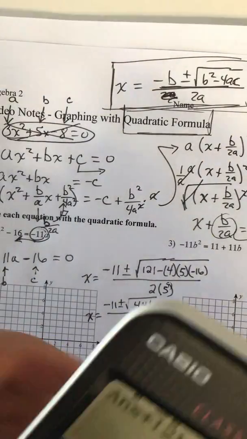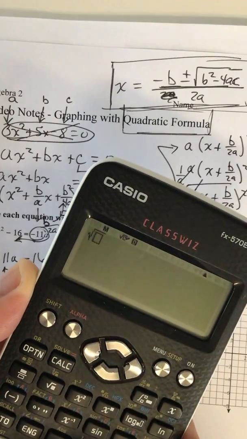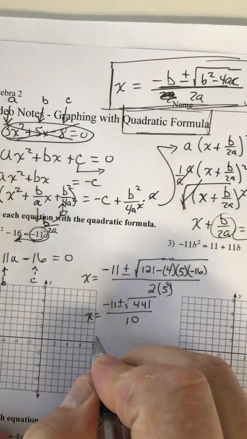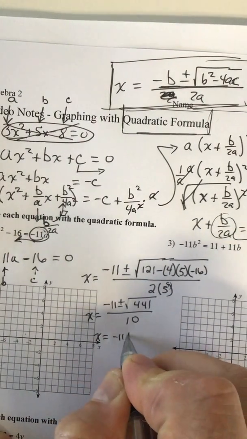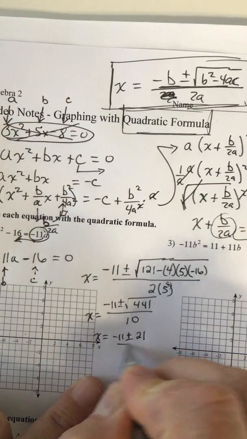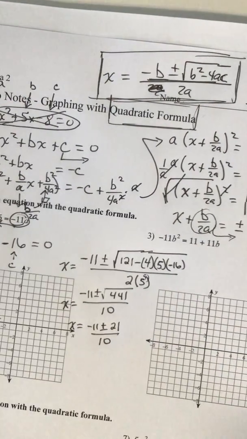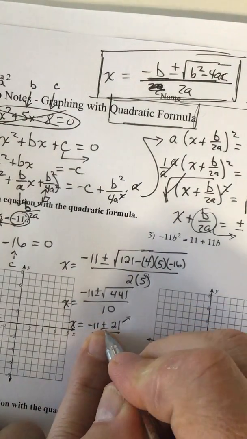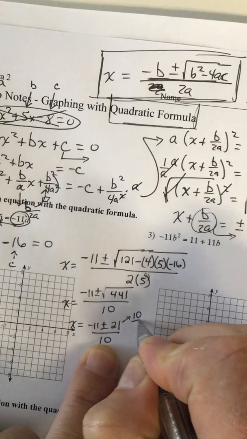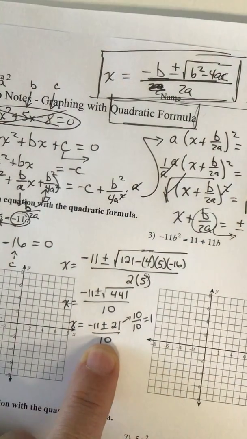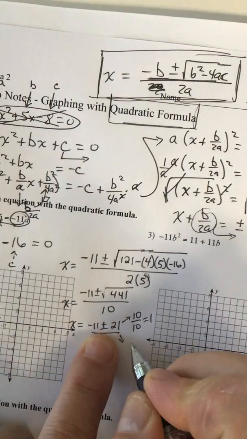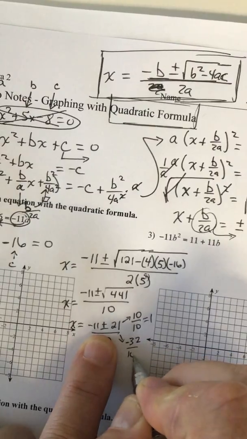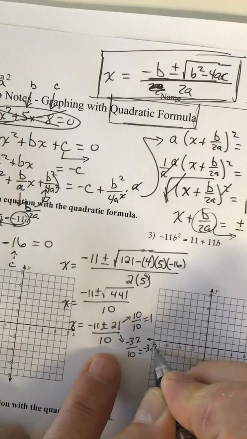Now, let's see. I think 441 has a square root. Is that a perfect square? Yes, it's 21. So this number right there is really 21. So we have x equals negative 11 plus or minus 21 all over 10. Okay, that's two answers. That's negative 11 plus 21. So negative 11 plus 21 is 10 over 10. So one of the answers is 1. And then I'll use the minus. Negative 11 minus 21, that's negative 32 over 10, or negative 3.2.